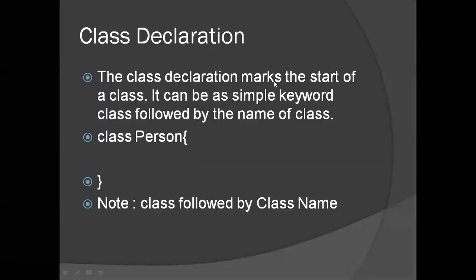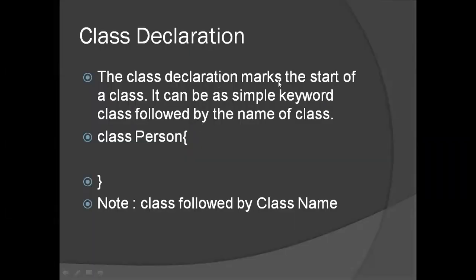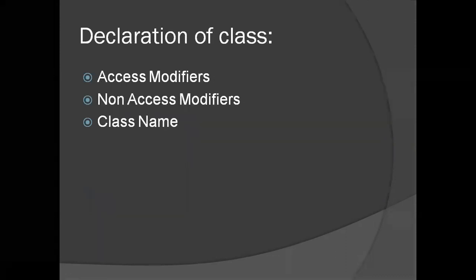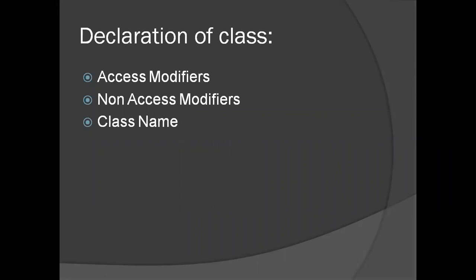And a class declaration always starts with a simple keyword, class, then the class name, then starting braces, and ending braces. This is the way it is. And normally, what are the things that will be there in any class? There will be access modifiers, non-access modifiers, a class name, and so on. Let's see.